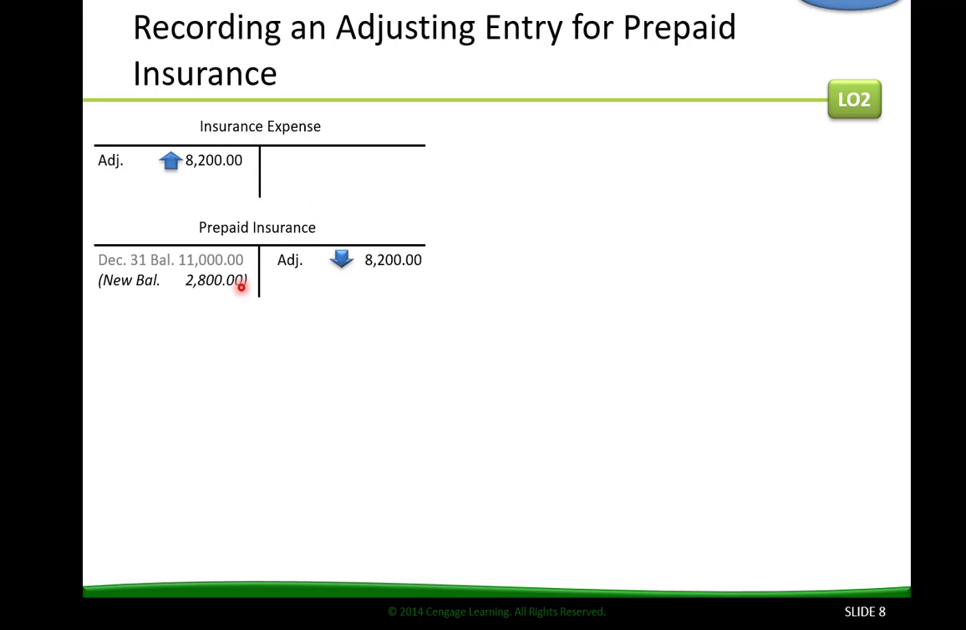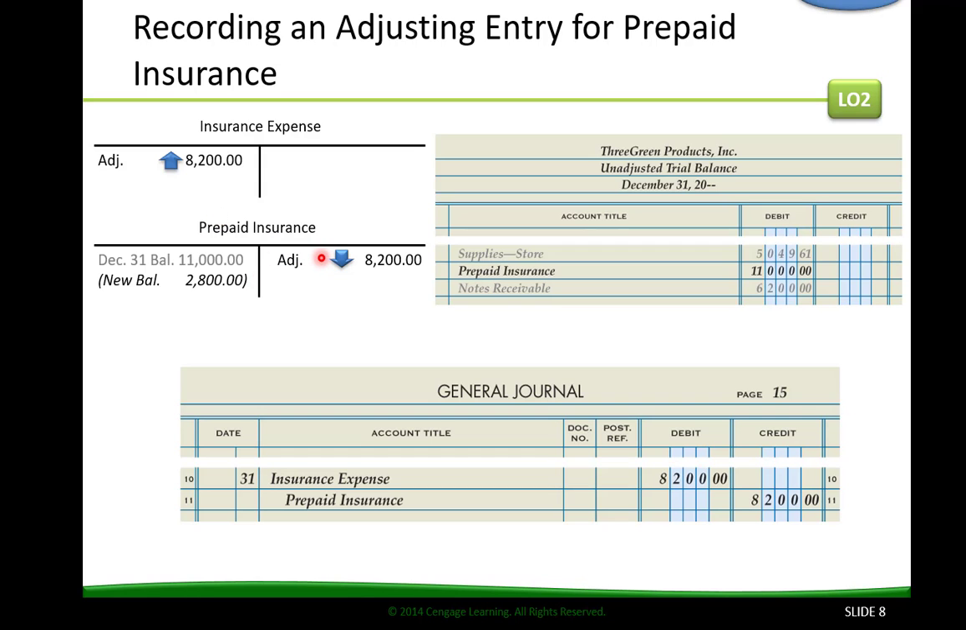So we subtract these two, that gives us our adjustment, and that is what we do for our expense: insurance expense and prepaid insurance. Prepaid insurance is the asset. Insurance expense is the expense account. So the expense gets written as our debit, and the asset part gets written as our credit.